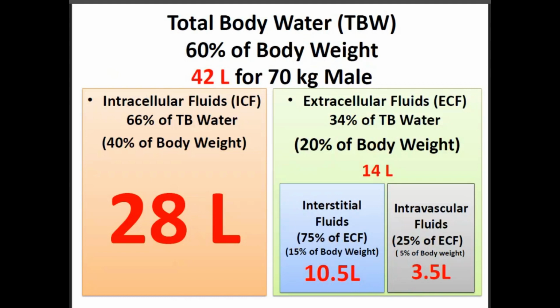So if somebody asks you what is the percentage of fluid which goes inside the blood vessels, it is actually the least, which is 25%. But honestly speaking, it might be the most dangerous type of fluid. So if you lose your blood quickly, then it might be very dangerous.